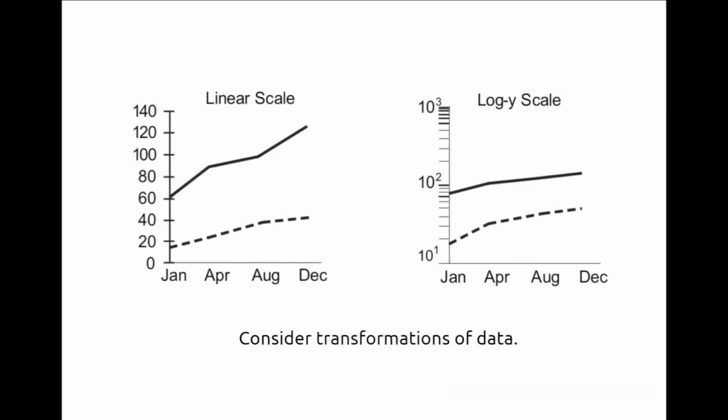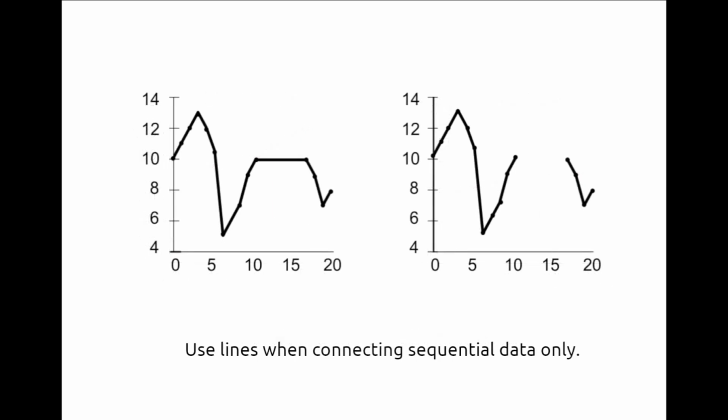Consider transformations of data from linear scale to logarithmic scale. Use lines when connecting sequential data only. Here on the left we had some data points, but they are not really connected because there is a huge gap between 10 and something like 17, and it is more honest to present it like we see on the right.